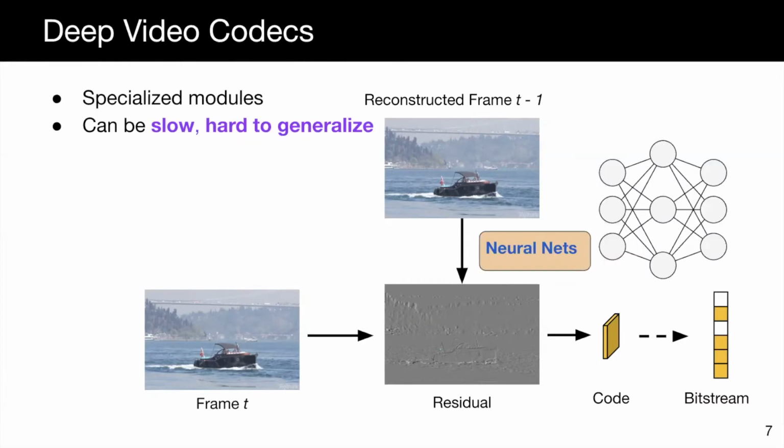Recently, deep video compressors generalized this notion of explicit transformations across time using neural networks, where the current frame is still encoded as a function of the previous frame and the current residual. Many of these prior works can be quite slow, though, and hard to generalize to test data.